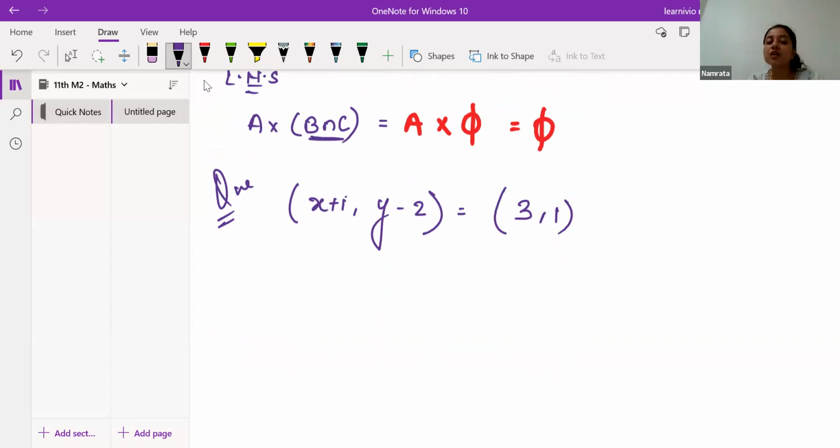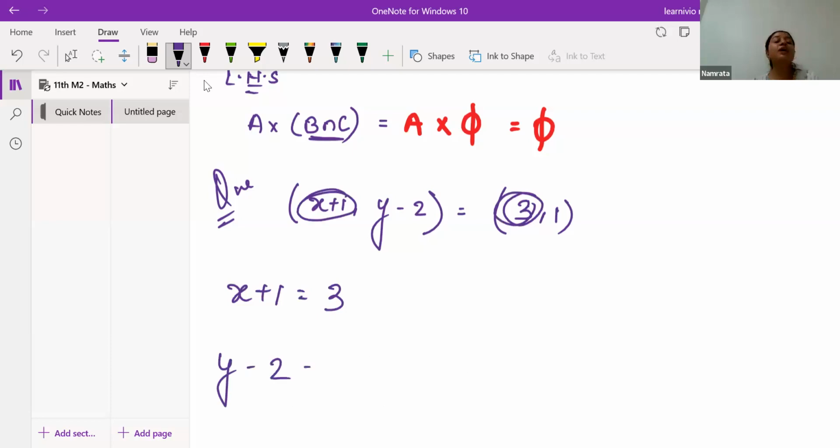We can compare this first element with the other side's first element. We can write it: x plus 1 will be equal to 3 and y minus 2 will be equal to 1. Why are we writing like this? Because there is an equality sign between both the ordered pairs. That means both the ordered pairs are exactly the same. Okay, so we can compare like this.